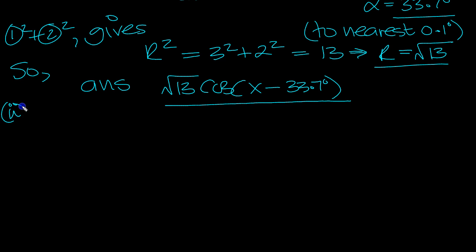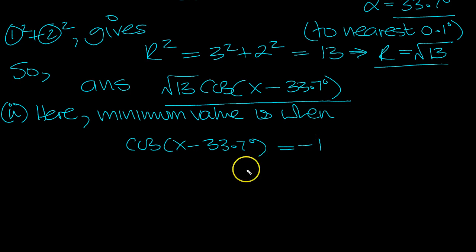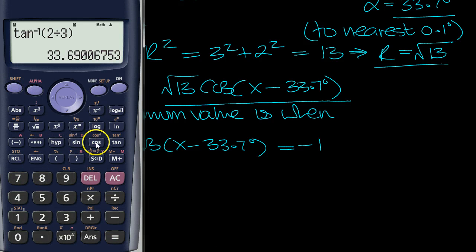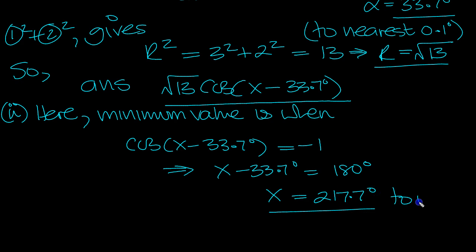Okay, so part 2 here, minimum value is when cosine of x minus the 33.7 is at its minimum value, which is minus 1, if that's possible for the range of x. Cos is minus 1, we'll do shift cos minus 1 in the calculator. We should get 180, shouldn't we? That's the only value that should come up. 180. So that tells us then x minus the 33.7 degrees is equal to 180. Move the 33.7 over to be plus, 217.7 degrees. And that was to the nearest 0.1 degree.